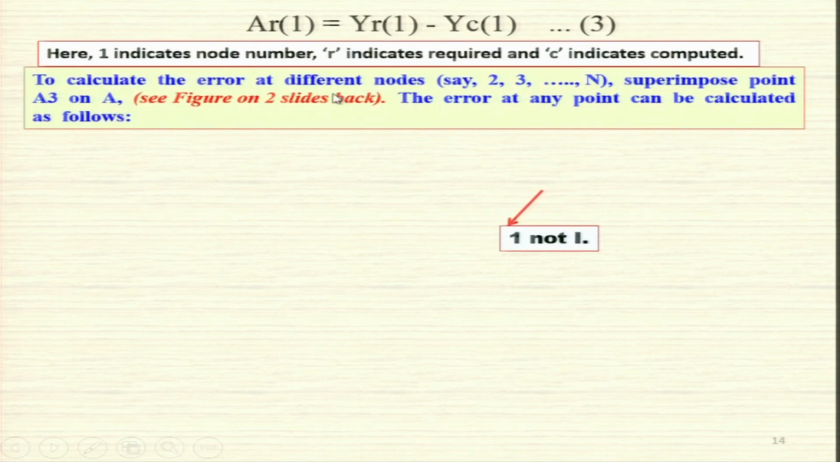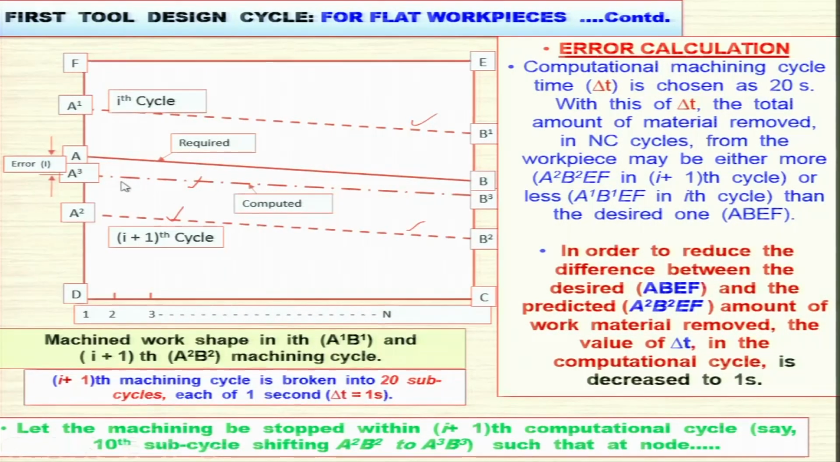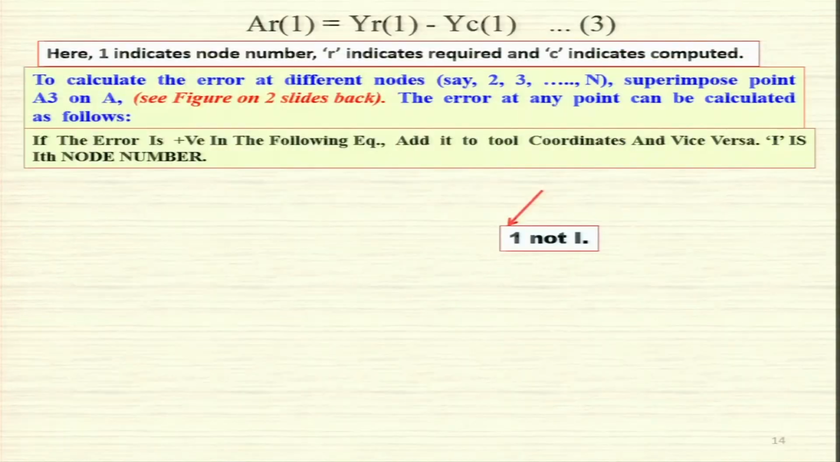To calculate the error at different nodes, say 2, 3, etc., superimpose point A3 to A. See in the previous figures, this A3 to point A, this point is to be superimposed here with A. Superimpose point A3 on A, the error at any point can be calculated as follows, because at A3 and A, since they are superimposing, their error becomes 0, they are overlapping.